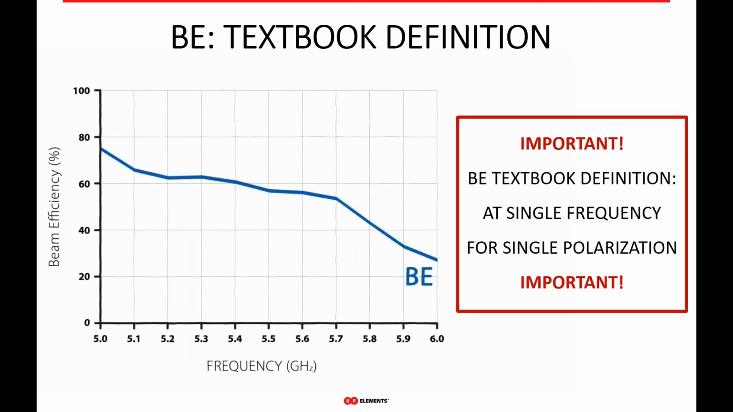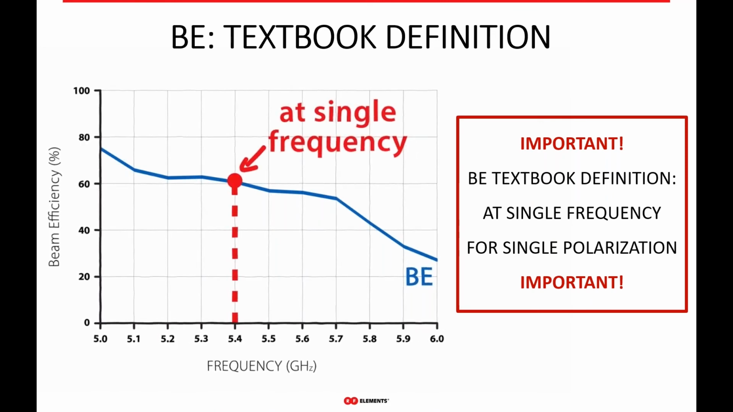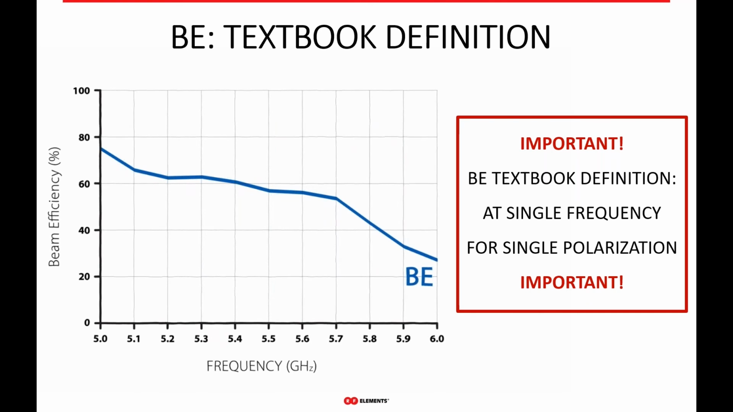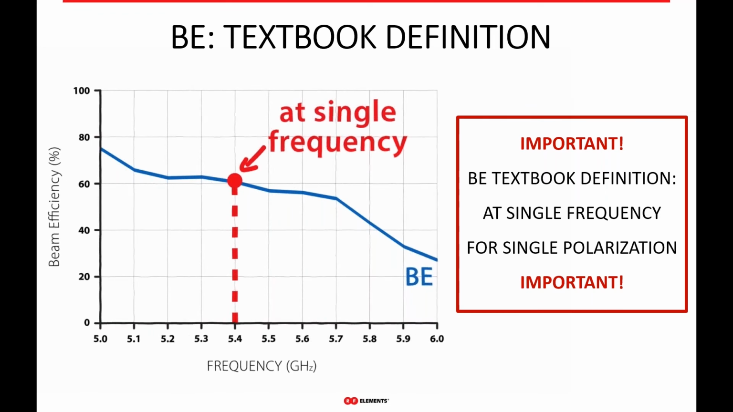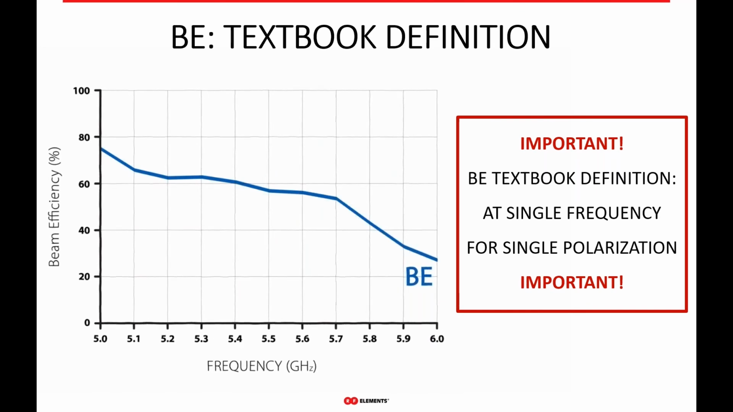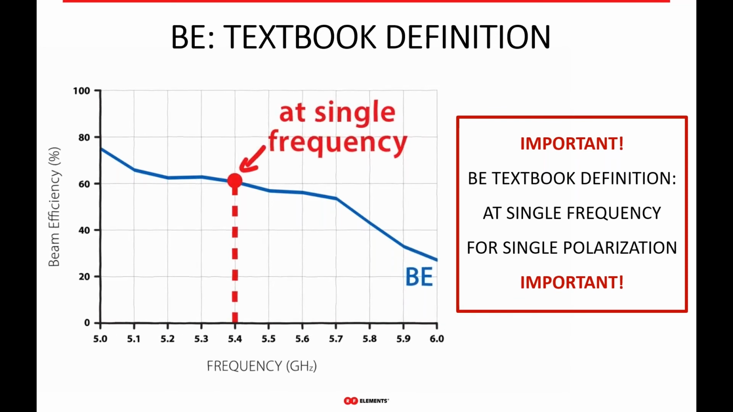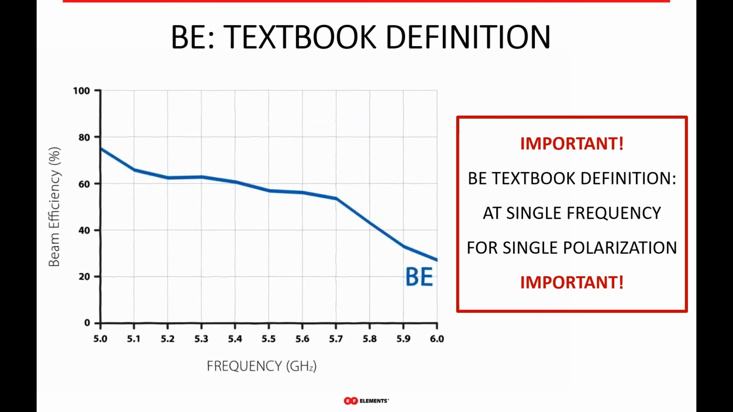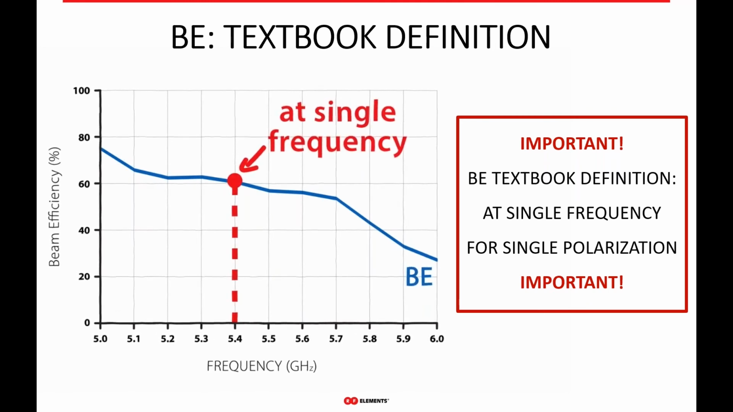So, WISPs use a really wide chunk of spectrum, and I should be a little more specific because we're talking about 5 gigahertz here, where we have almost an entire 1 gig of spectrum to use, right? Even though WISPs use a wide chunk of spectrum, in antenna textbooks, beam efficiency is defined at a single frequency and for a single polarization. This is the case for most parameters that you find in textbooks, right? And again, it is up to the user and mainly the manufacturer to consider whether one should care about the whole bandwidth or just a single frequency point.